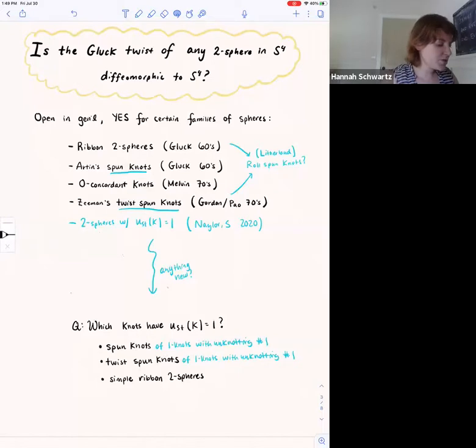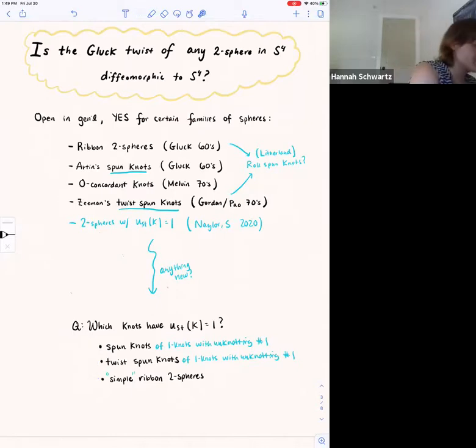Also some simple ribbon two spheres, and simple here is in quotes, so just with a small number of tubes maybe. Some ribbon two spheres also have stabilization number 1, but so far all of these knots are already up here in my list.